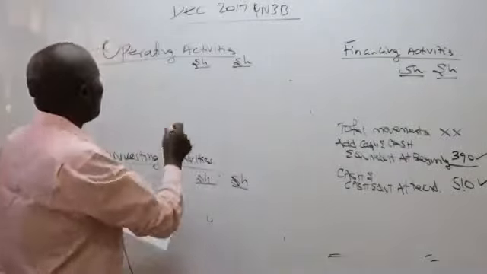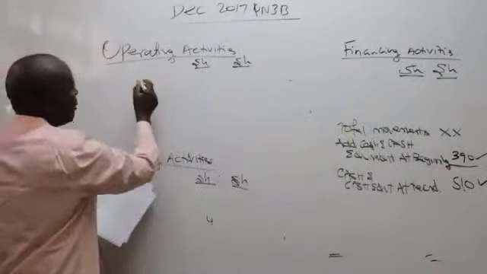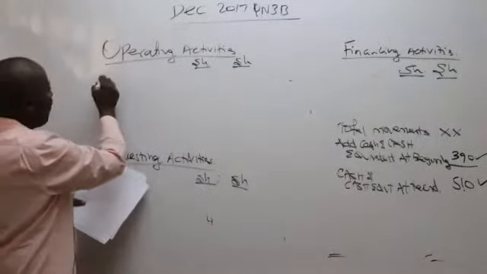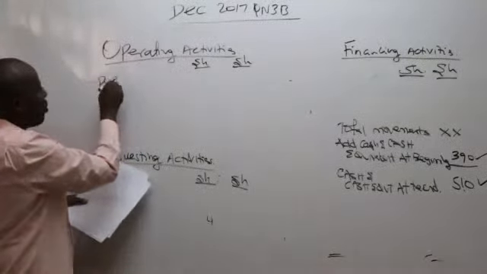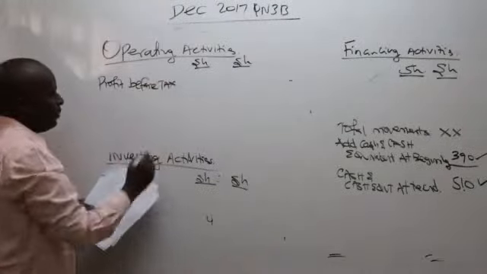So let's come here to operating activities. Remember, you're using the indirect method. So in operating activities, we start with profit before tax.